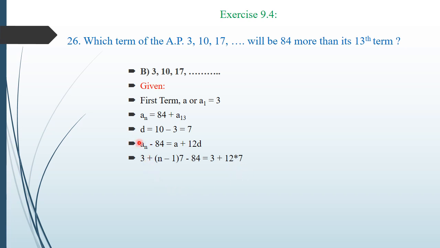That is AN, I know that A plus N minus 1 into D we usually write. Therefore A is 3 plus N minus 1 into 7 minus 84 is equal to, A value as 3 and 12D is equal to 12 into 7. Now solving all this, I will be getting value of N as 25. Therefore 25th term of this AP will be 84 more than its 13th term. How to solve this? You just go through these steps and try to understand on your own.